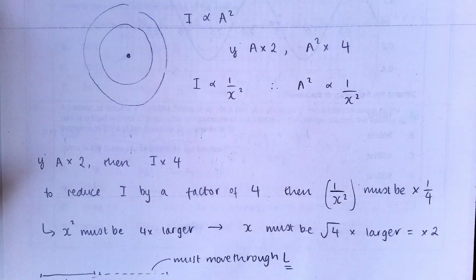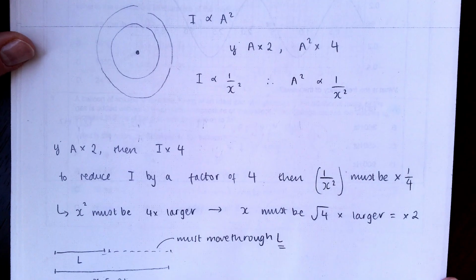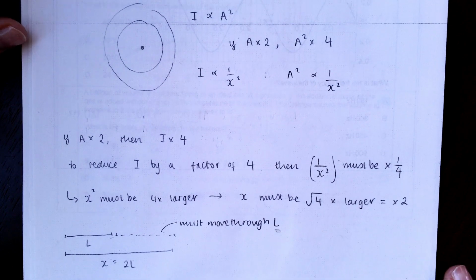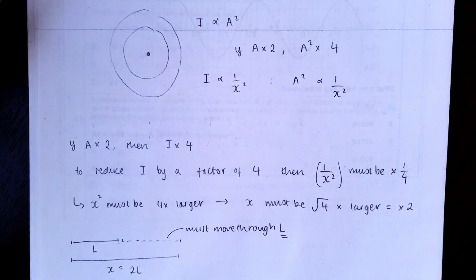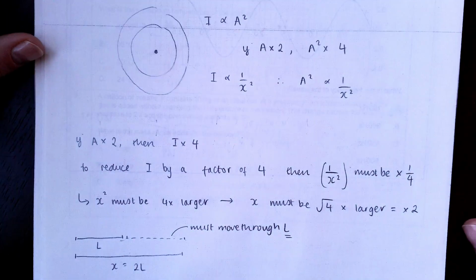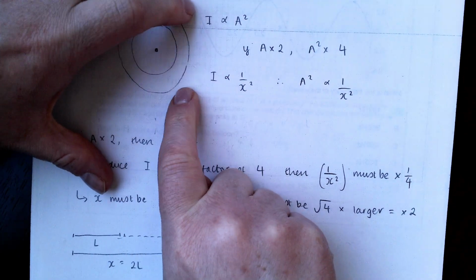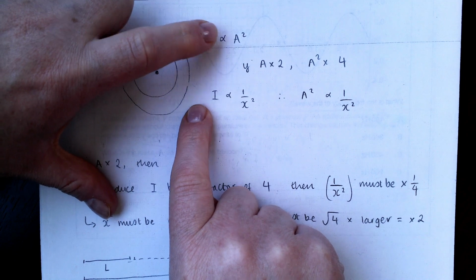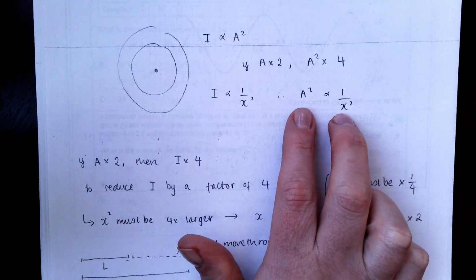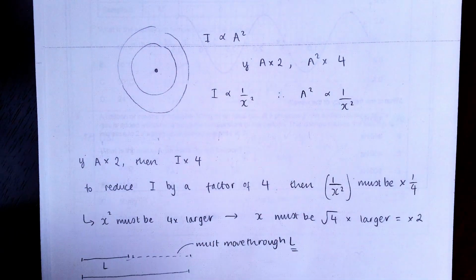So we know that intensity is proportional to amplitude squared. So we know that if the amplitude doubles, which we're told in the question it does, it goes from z to 2z, then A squared is increasing by a factor of 4. I also know that intensity is proportional to 1 over the position squared, 1 over x squared. So it decreases with distance away from the source. So I have two statements of proportionality for intensity. I is proportional to A squared. I is also proportional to 1 over x squared, which means that those two things are proportional to each other. A squared is proportional to 1 over x squared.